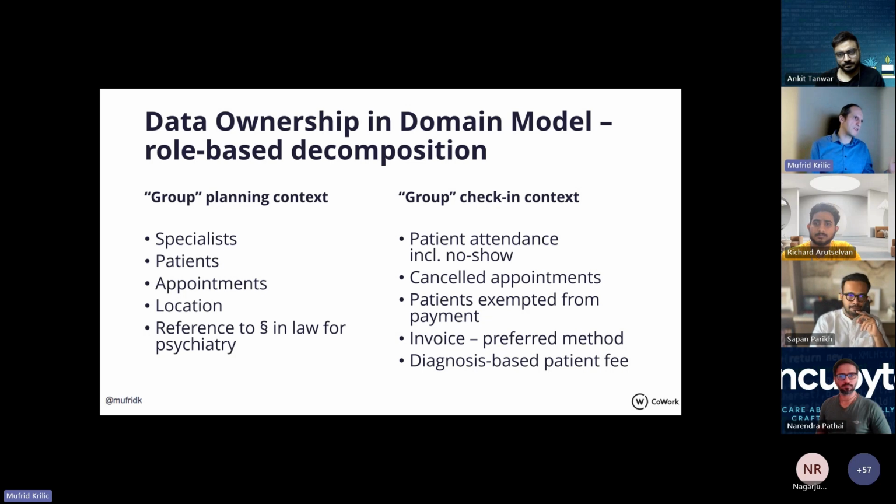So we see on the planning side that who is involved in the group are especially the patient's appointment location, while on the check-in side, we are concerned with who has participated, who was a no-show, who has canceled, and how do we send an invoice based on what. We still have this reference to the paragraph in the law for compulsory intervention psychiatry. We don't know where to put it, so we put it on the left side. Okay, can we go even further, perhaps?